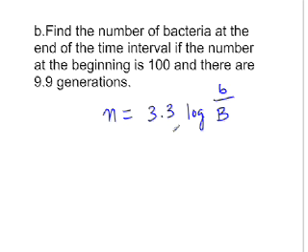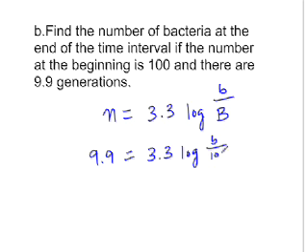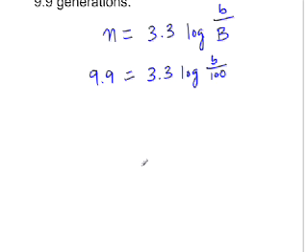Find the bacteria at the end of the time interval. So that's lowercase b. We're looking for lowercase b when capital B is 100 and n is 9.9. So we have 9.9 equals 3.3 times the log of little b over capital B, which is 100. So we're solving this for lowercase b.